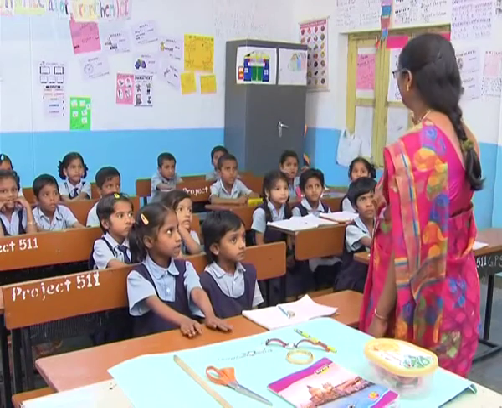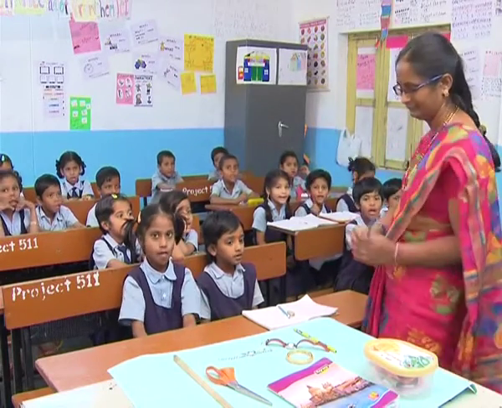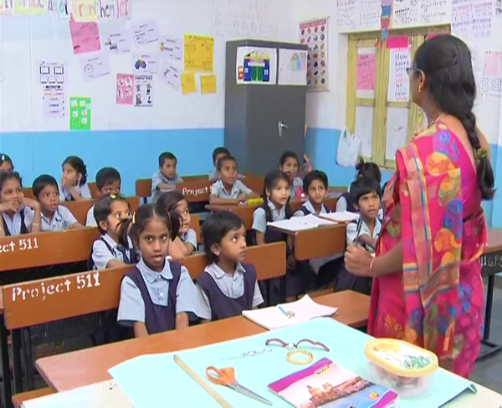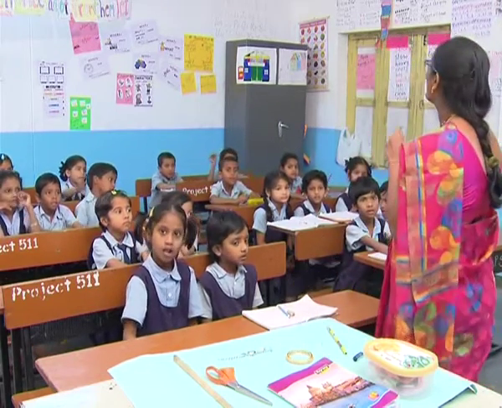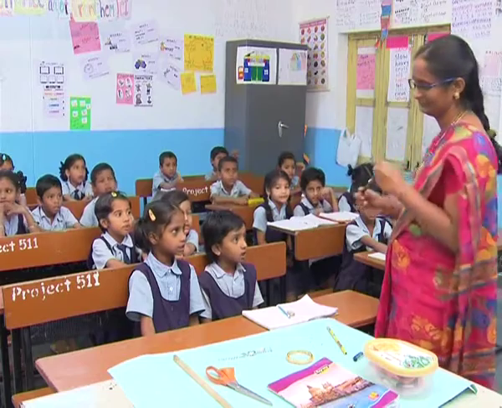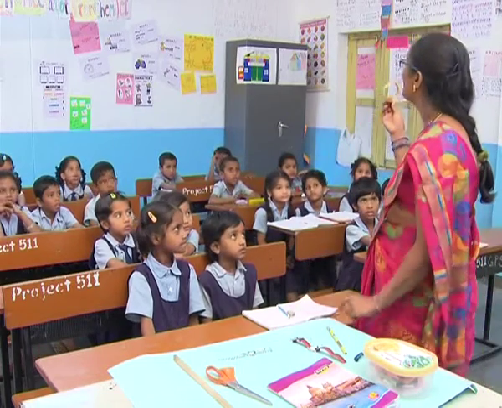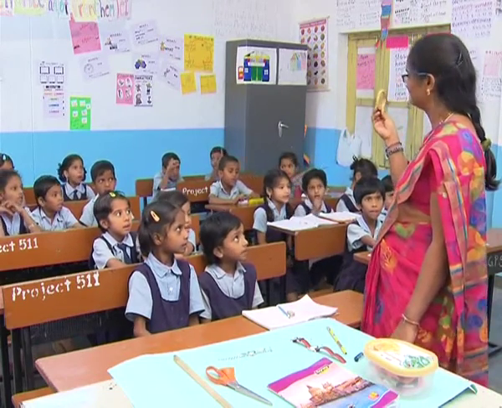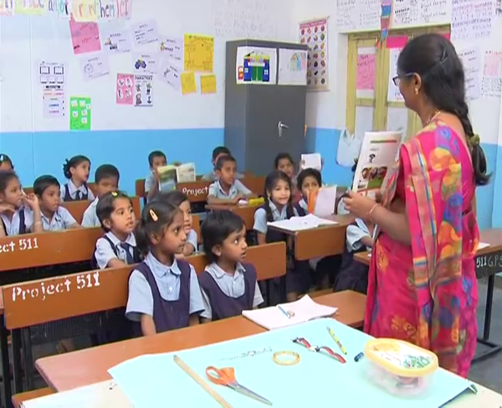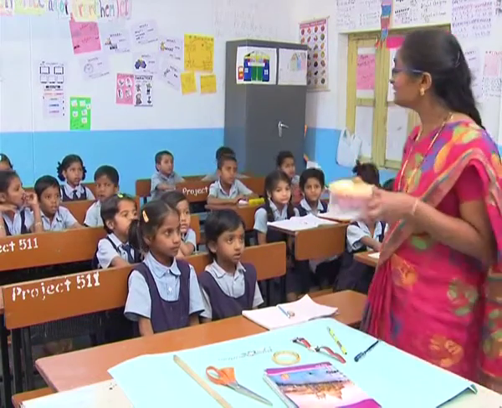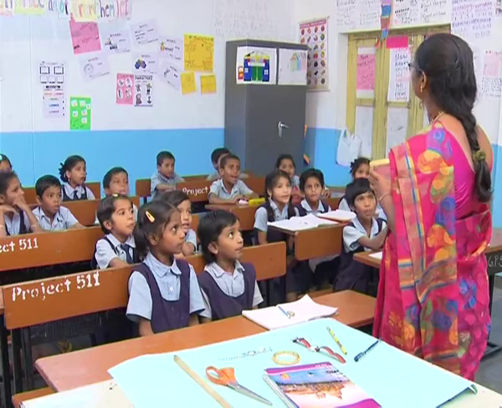This is a pen. This is a pencil. This is a watch. This is a bangle. This is a book. What is this? This is a box.